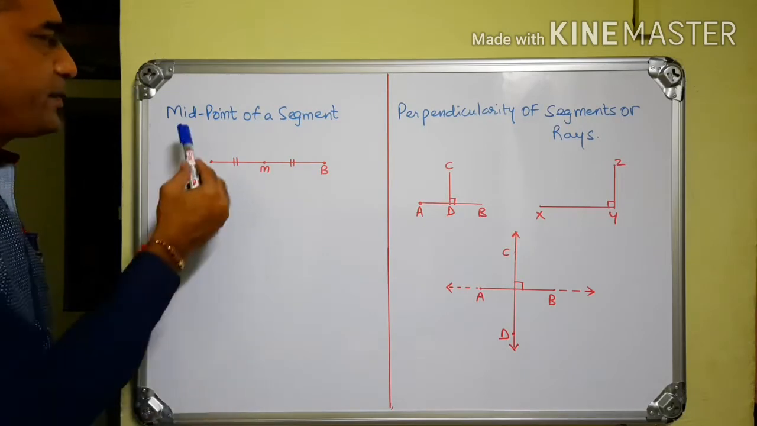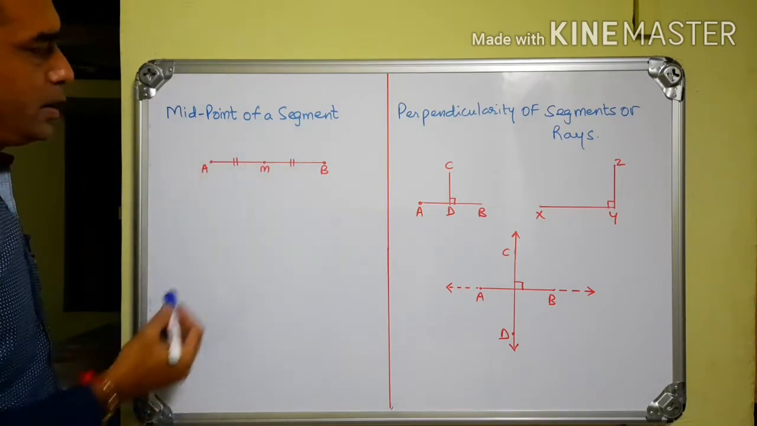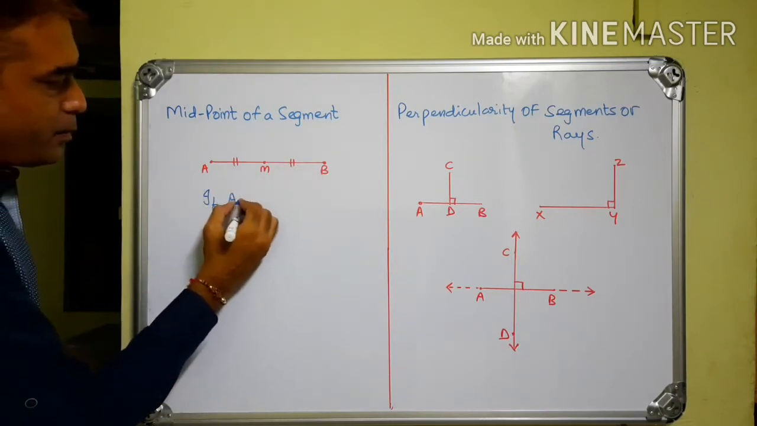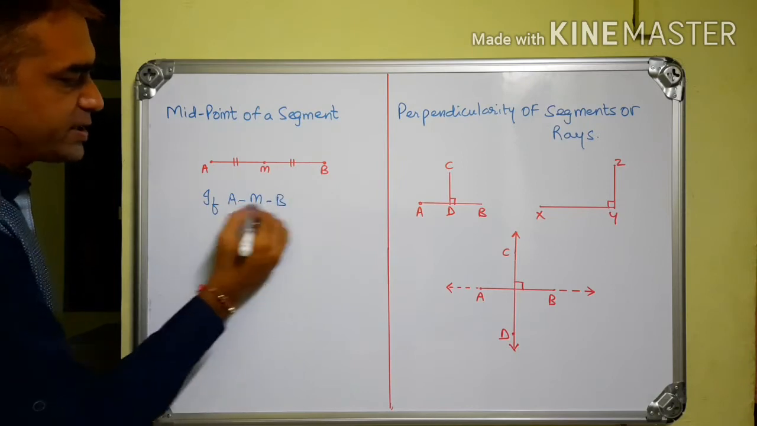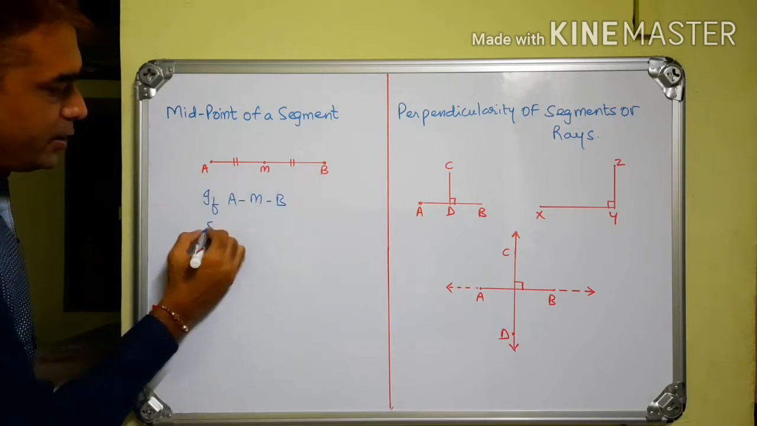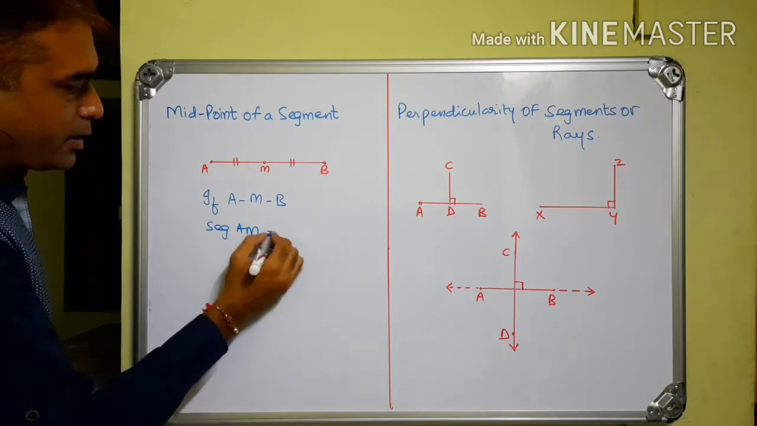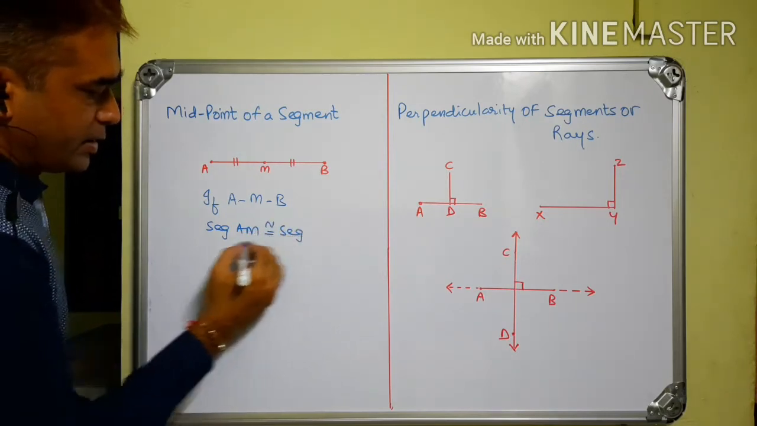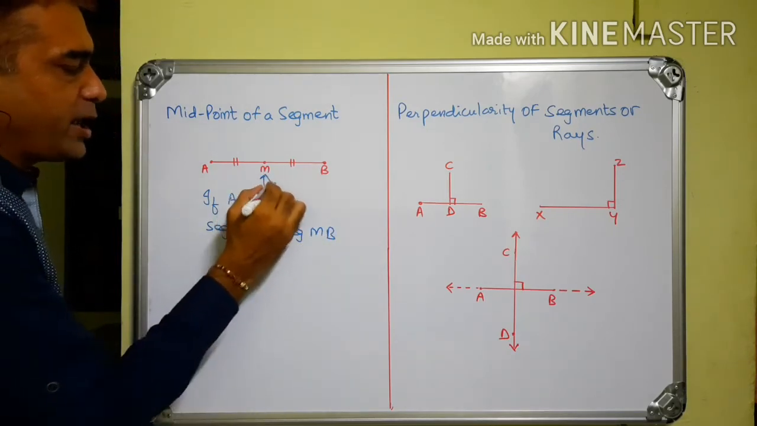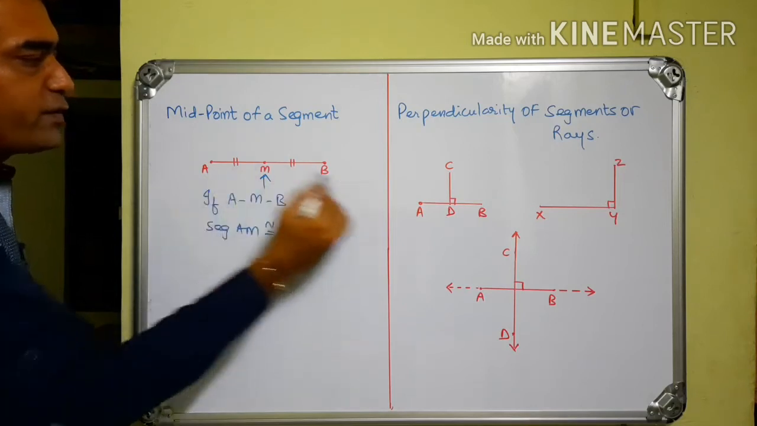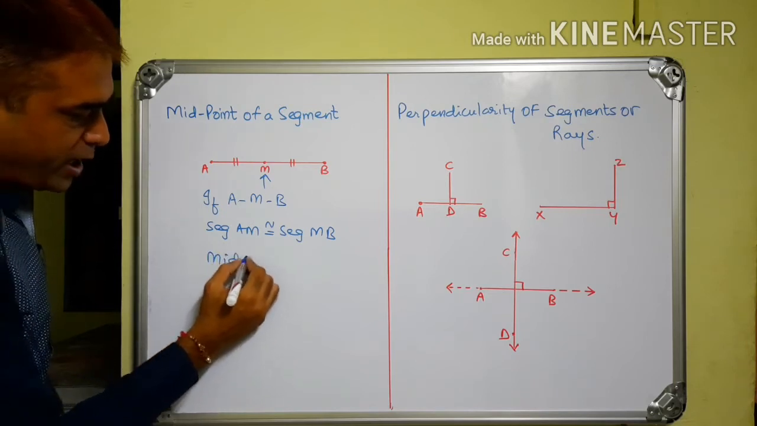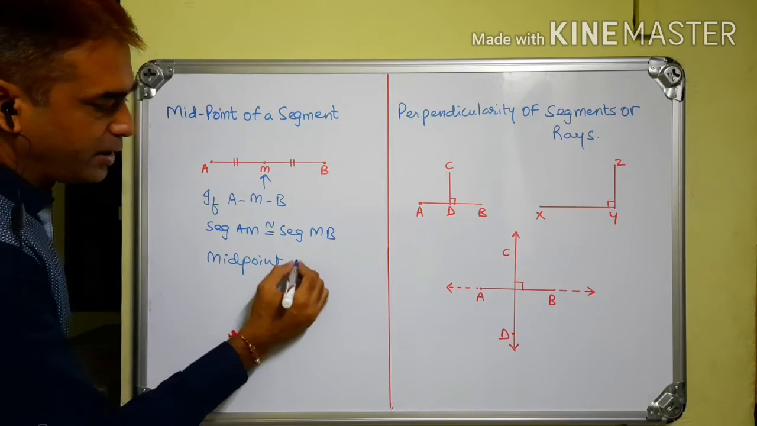Now the next concept is midpoint of a segment. If points A, M, B are such that point M is between points A and B, like this, and segment AM is congruent to segment MB, then we say that point M is the midpoint of segment AB.